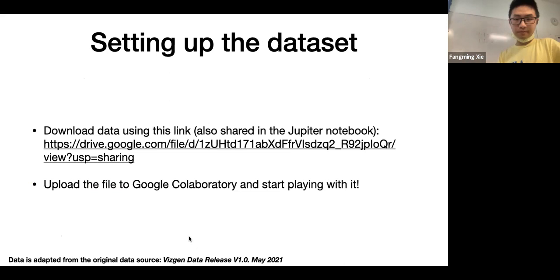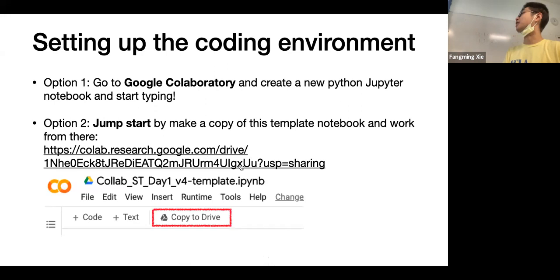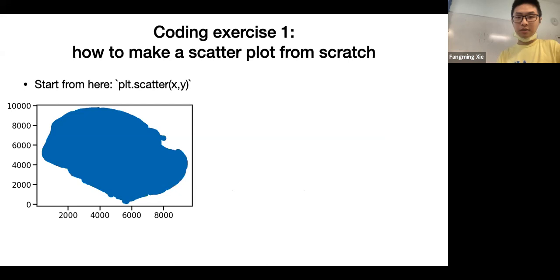And how to set up the data set. Here, I selected one data set posted by VizGen, which is a MERFISH company. They try to sell MERFISH machines and technologies. They released their data V1.0 in May 2021. I just streamlined it, simplified it. Then you can download it through this Google Drive link. And this link is also in the Jupyter notebook. If you copy it, you'll see this link inside, and that lets you do this. Okay. Any questions?